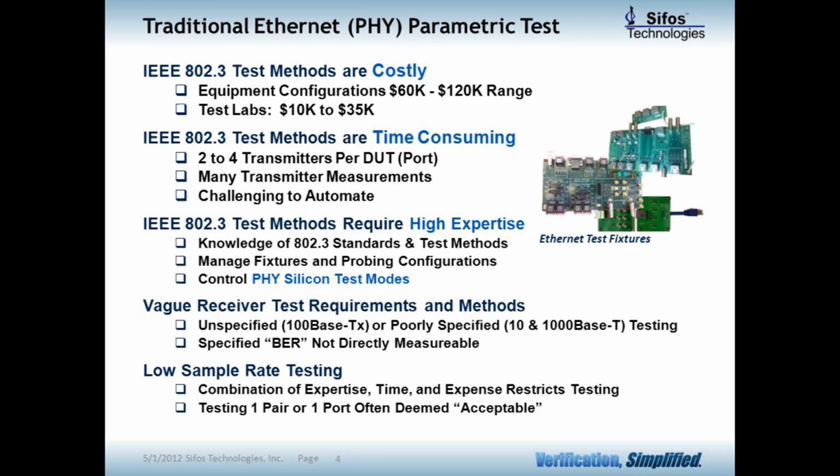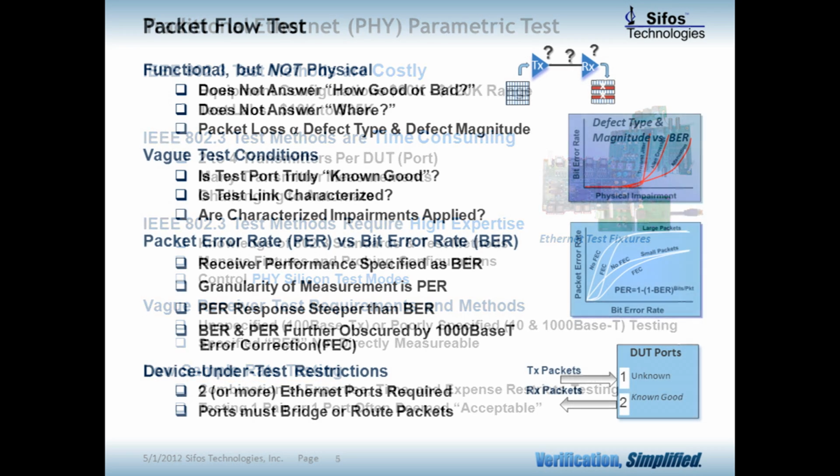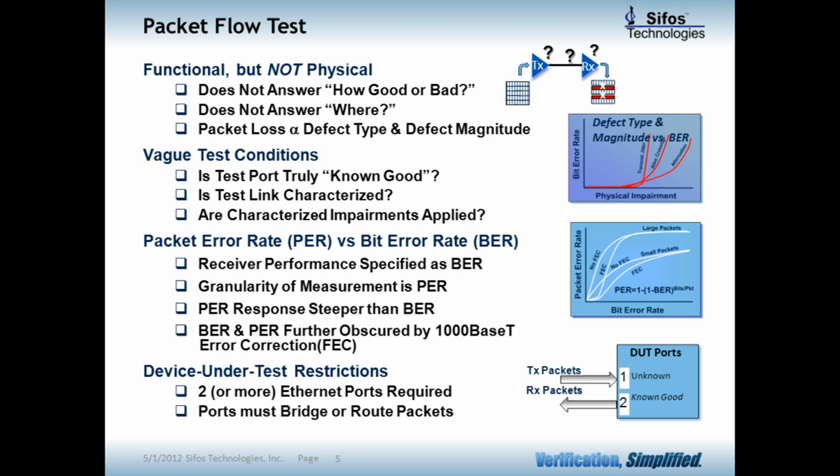All of these issues combine to assure that traditional PHY testing is done only at very low sample rate. Often, testing is restricted to one pair of one port with the assumption that those measurements are indicative of all other pairs and ports. Packet flow testing should not be confused with physical layer testing. Packet flow test is functional in nature, but it is not parametric.